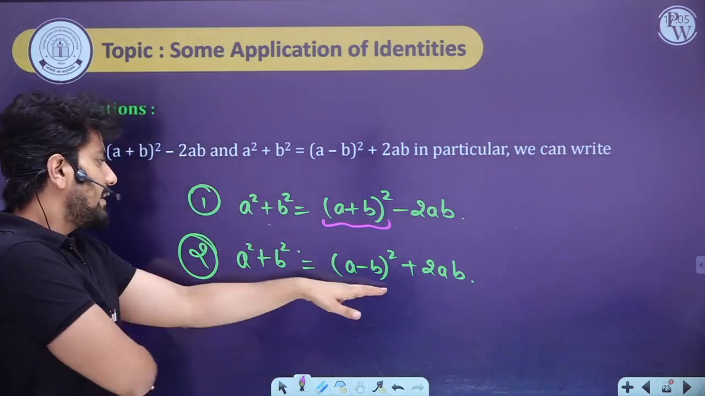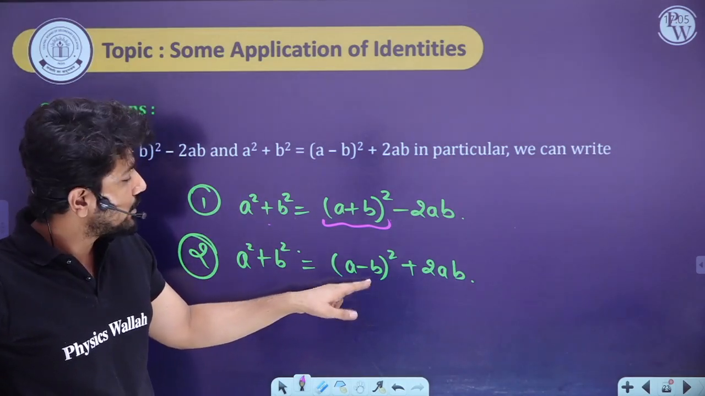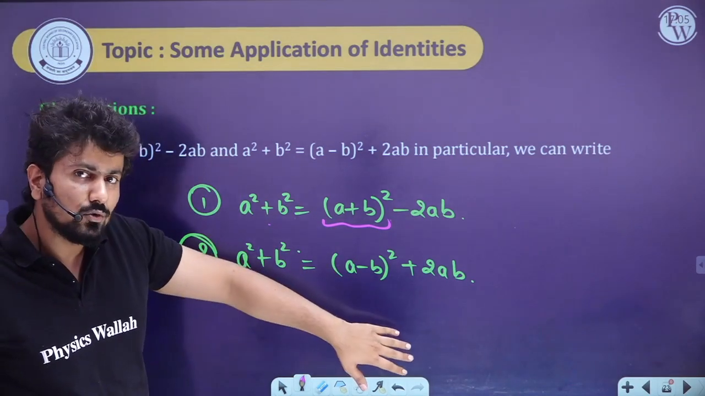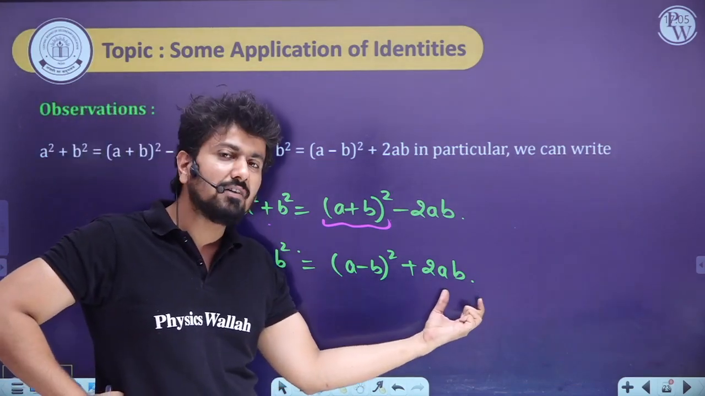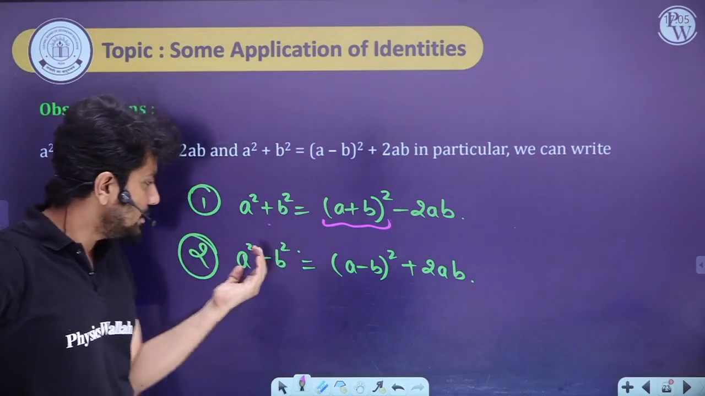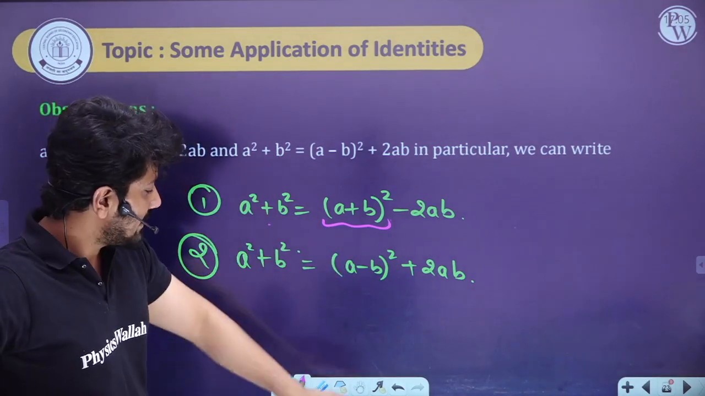In a similar way, here, if you expand a minus b whole square, you are going to get a square plus b square minus 2ab. So to cancel out that term of minus 2ab, I have added plus 2ab. So again, you can see that the left hand side and right hand side are the same. So these are the two scenarios.